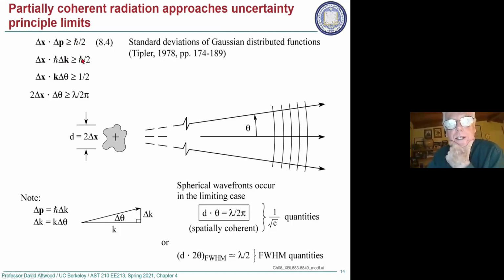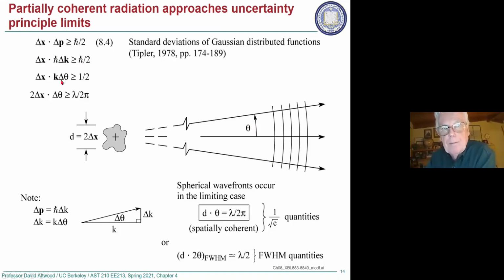We can get rid of the h bars on both sides, and k is 2 pi over lambda. What is the uncertainty in k? Here's our source. It has some width, which we're calling a diameter of 2 delta x. Delta x is an uncertainty in position, so this is an uncertainty in the size. This radiation is going out, and we're observing it within some aperture, so we're only looking at a half angle of theta.